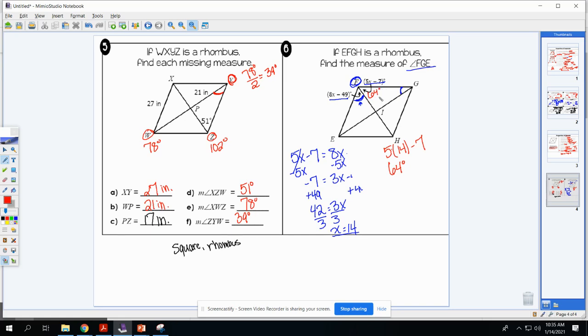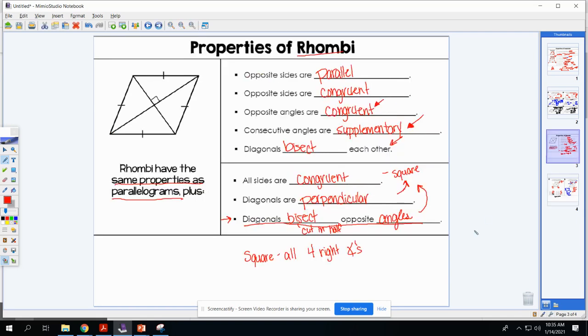So here we know that this partial angle is 64. If we are looking now to find the full angle, angle F, we could take 64 and multiply that by 2. So angle F is going to equal 128 degrees. Now the question is, what do we know about angle F and angle G?